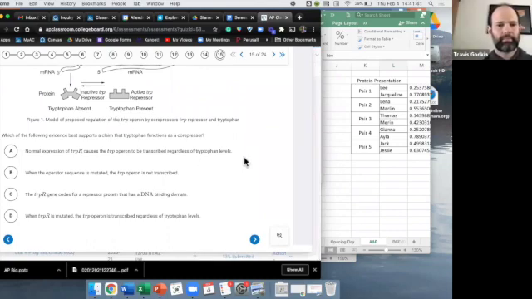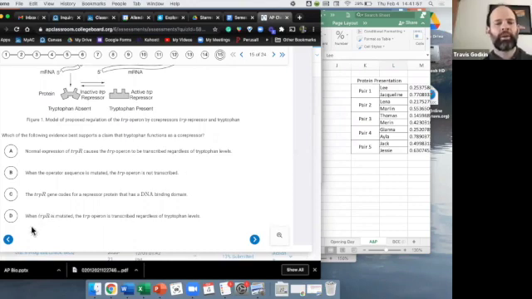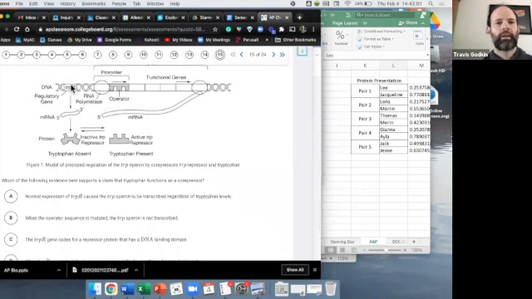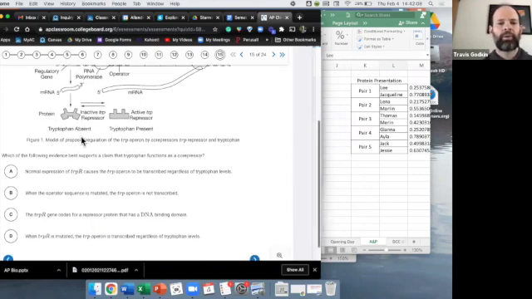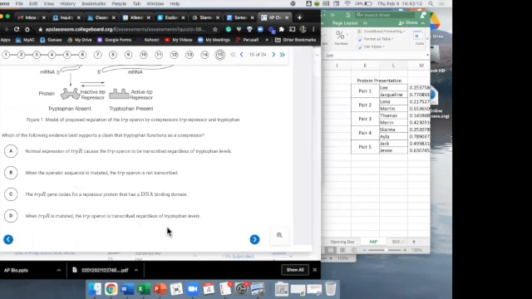D says when TRP is mutated, it isn't transcribed regardless of tryptophan levels, because it depends on whether or not the tryptophan is there. Well, if this is mutated, it doesn't matter if there's tryptophan there. If TRPR is mutated, then none of this can happen, so you don't have your repressor. If you don't have your repressor, what does that do to tryptophan production? So it is D.